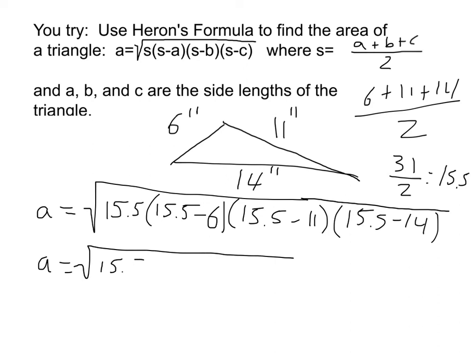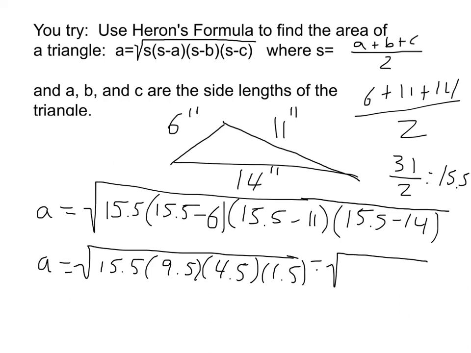So we'll leave that 15.5 alone. And then it's times 15.5 minus 6, which is 9.5, times 15.5 minus 11, which is 4.5, and 15.5 minus 14 is 1.5. If we multiply those three together, we get 993.9375. And then if we actually take the square root of that, we would get 31.53.